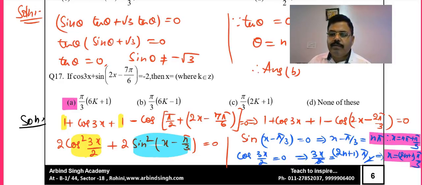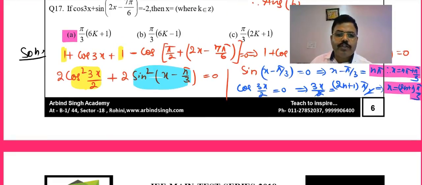If you check the values, both of them will satisfy, because k is any integer. k can be 0, then pi by 3 will come from both. If k is 1, then this will be 6 plus 1, 7 pi by 3. That can come from here if I take n equal to 2: 2 into 3, 6 plus 1, 7 pi by 3. Similarly, all the values from A will satisfy the relationship.